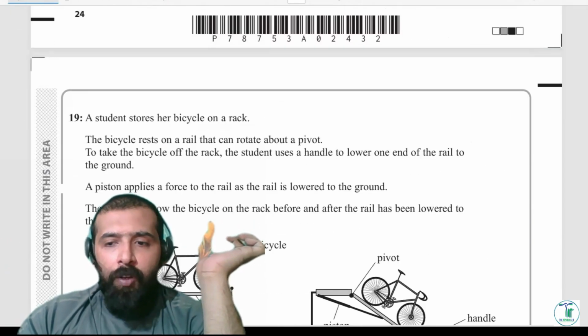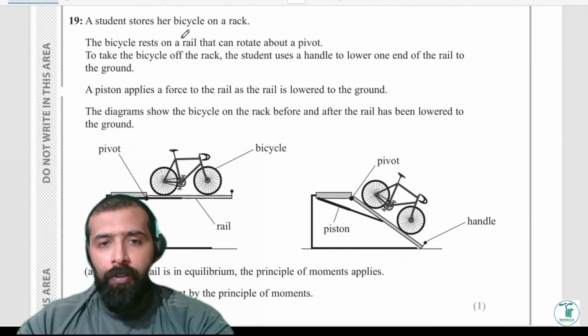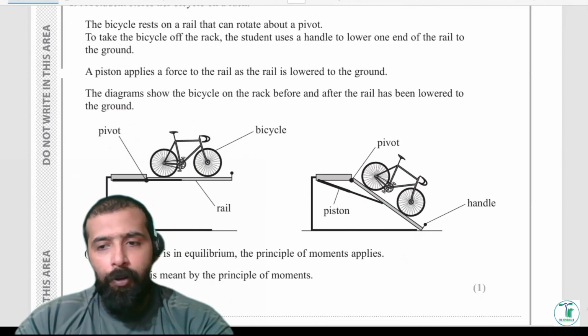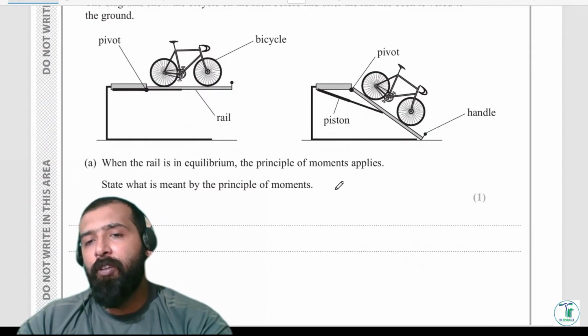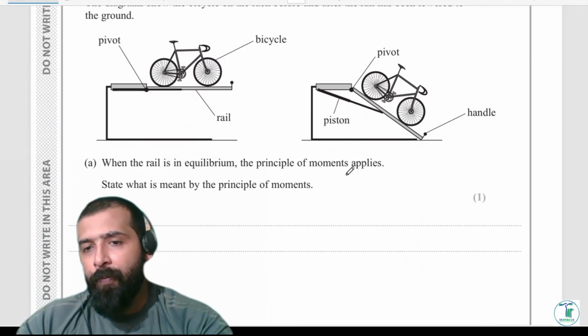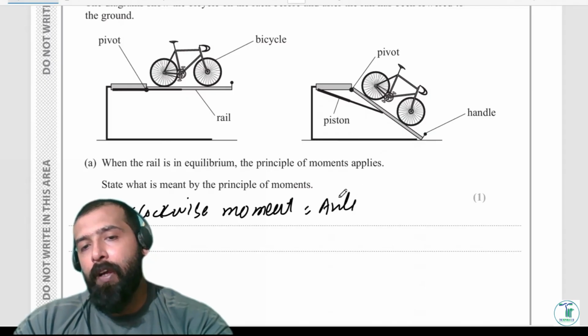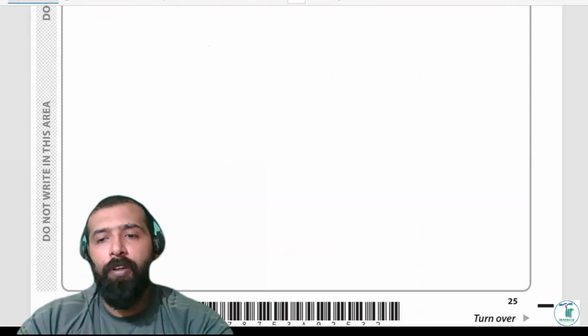After this, we've got question number 19. A student stores a bicycle on a rack. The bicycle rests on the rail that can rotate about a pivot. When the rail is in equilibrium, the principle of moments applies. What is meant by the principle of moments? Everybody knows that. For a body to have summation torque equal to 0, the total clockwise moment acting on the body must be equal to the anti-clockwise or counterclockwise moment, right? That is how you need to talk about these things. This is the principle of moments.